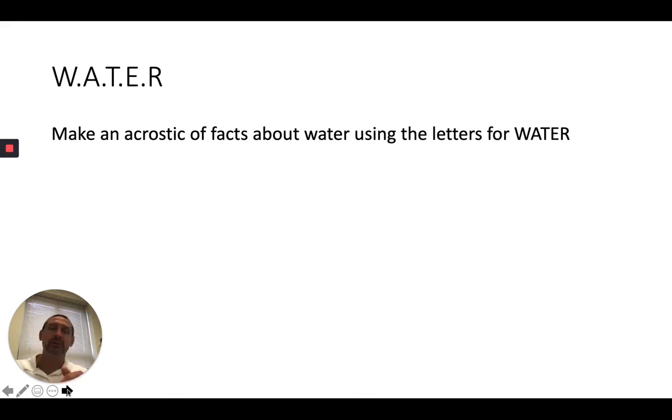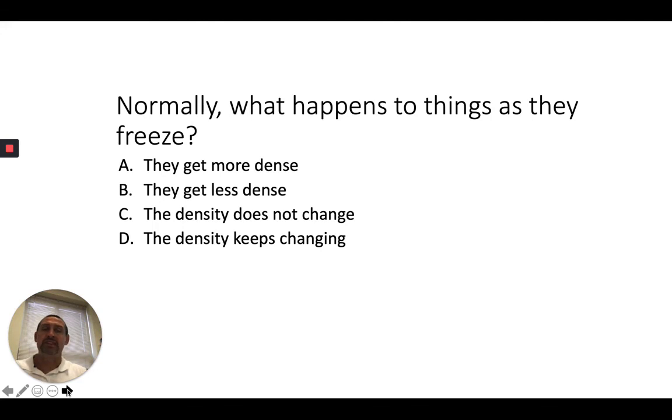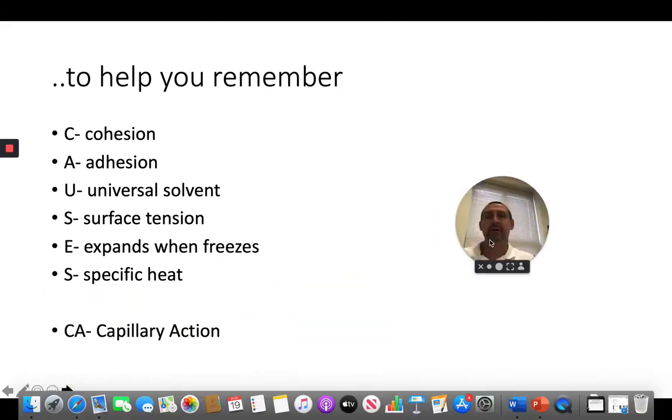So take the letters W-A-T-E-R and make it an acrostic of some of the facts you now know using the letters for water. So pause the video, make that little acrostic. Which is a true statement about water as a solvent? Hopefully you picked B. What happens to things as they freeze? Hopefully you picked A. And to help you remember some things about water, use this little mnemonic, causes CA. So that's just a little mnemonic to help you remember some of these properties of water.